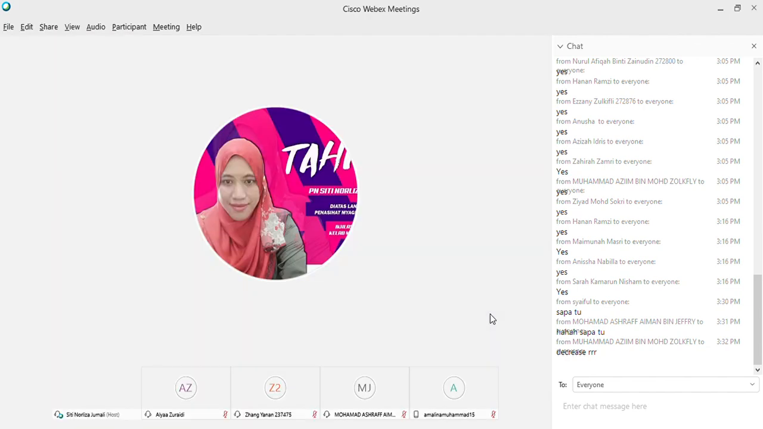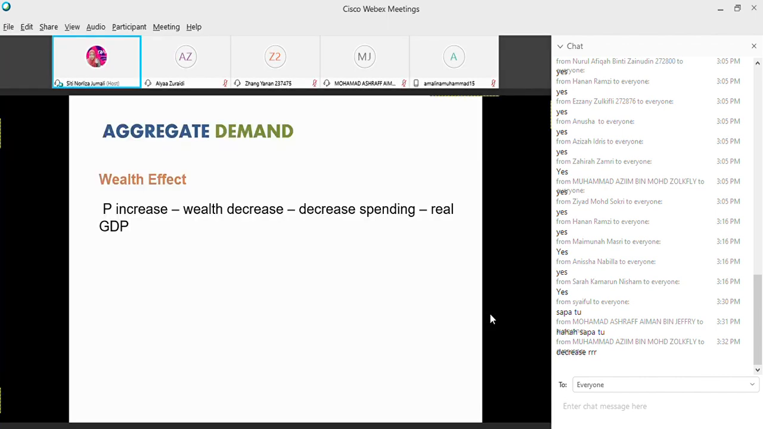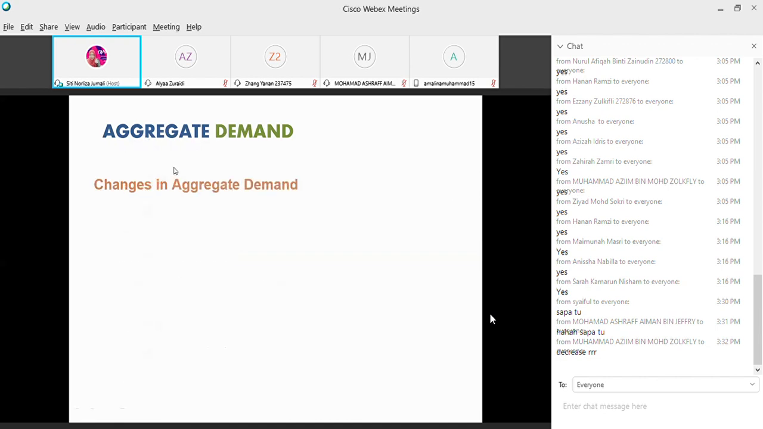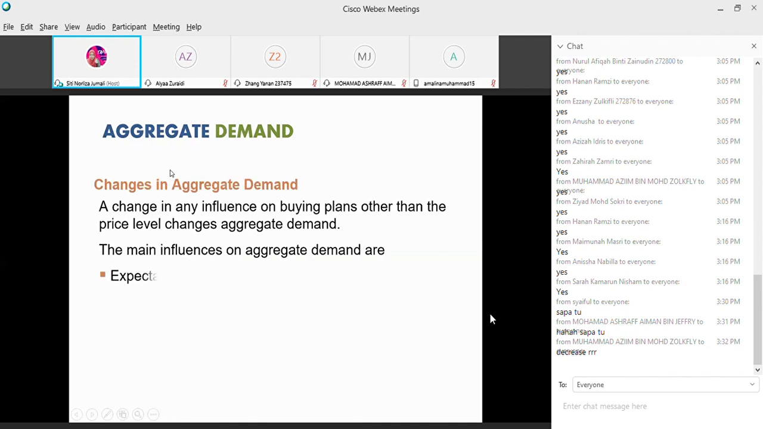We have another 5 minutes. That's why it says here: borrow less, spend less. When you spend less, of course production will drop, so real GDP also drops. So I have explained why the AD slopes downward from left to right, and these are all the factors that will shift AD.